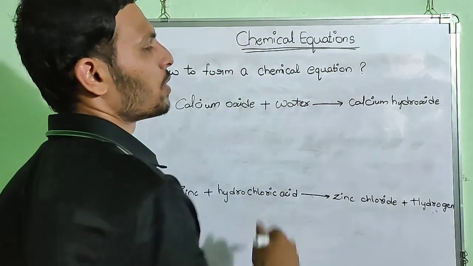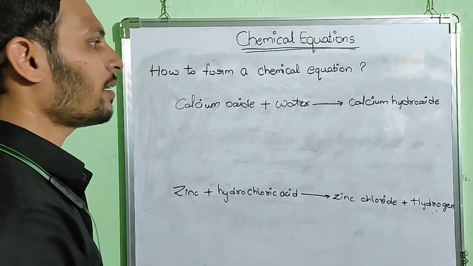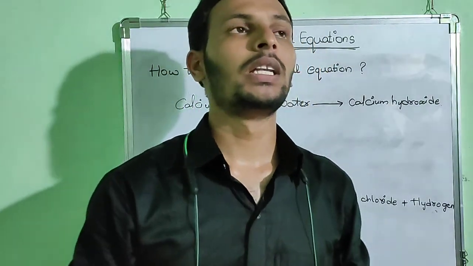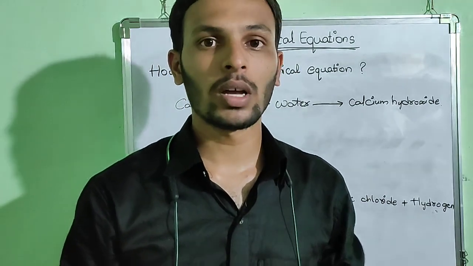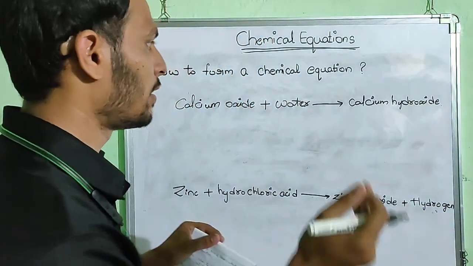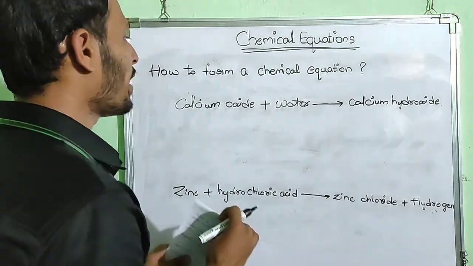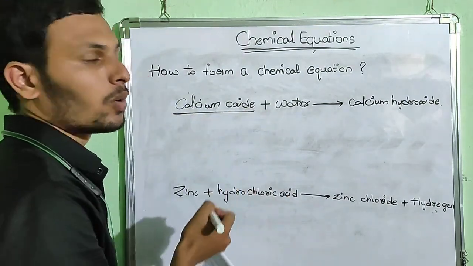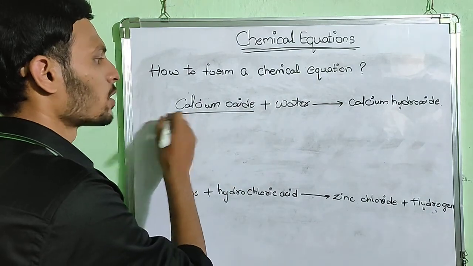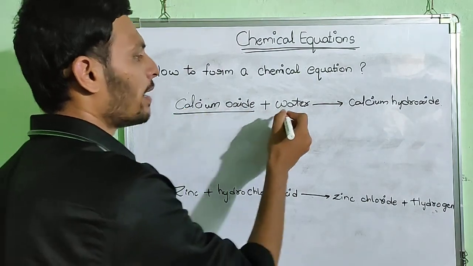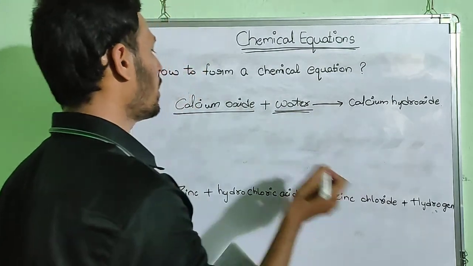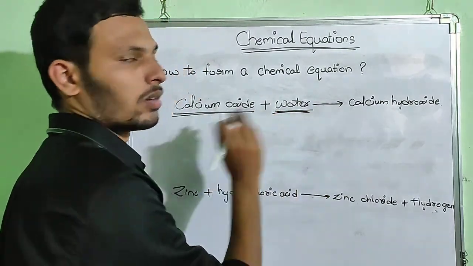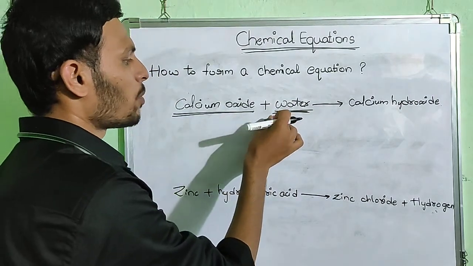How to form a chemical equation? In activity number 1, the reaction of quicklime with water, we'll take that experiment as an example. We are taking quicklime, which is nothing but calcium oxide, and we are adding water. We are adding calcium oxide to water.